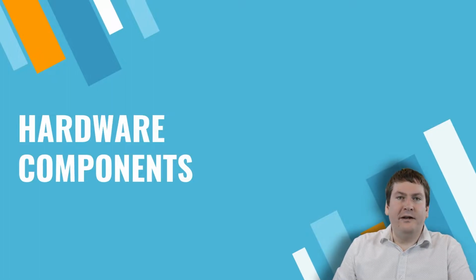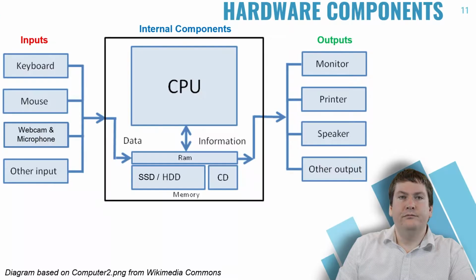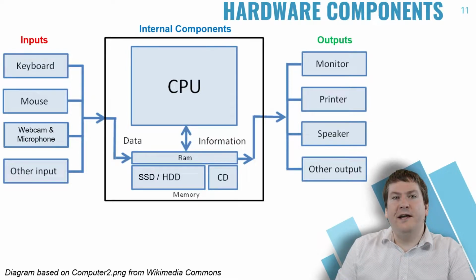So enough with the theory, let's get right into it and start having some fun looking at the hardware components that make up your computer. What we can see here is a diagram that shows the basic hardware components of your computer. We can divide these into three types: inputs, outputs, and internal components.